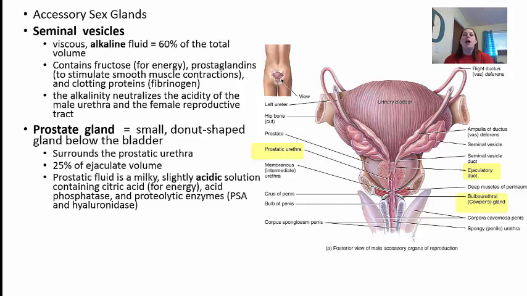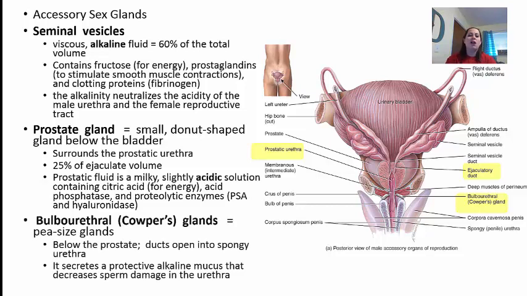If you'll recall, cellular respiration and the whole idea of changing glucose into ATP, there was a cycle called the Krebs cycle, also known as the citric acid cycle. So this citric acid can go straight into that in the mitochondria and make more energy for the sperm cells. It also has acid phosphatase and what we call proteolytic enzymes. All of these are, of course, going to help again with protection and giving the sperm the best chance it can to potentially find the egg.